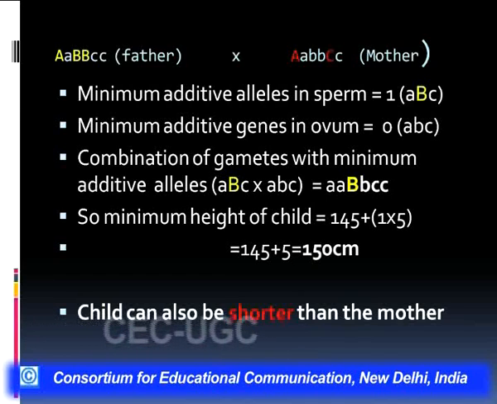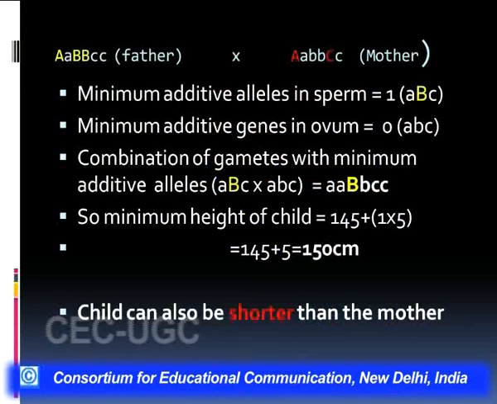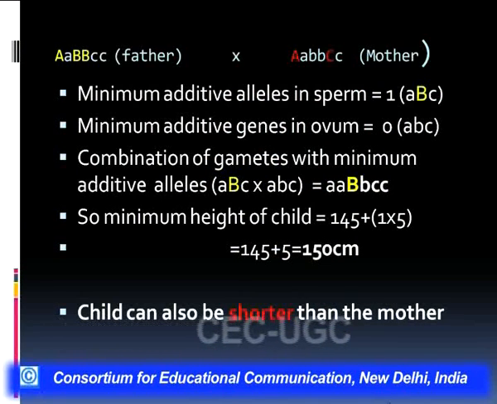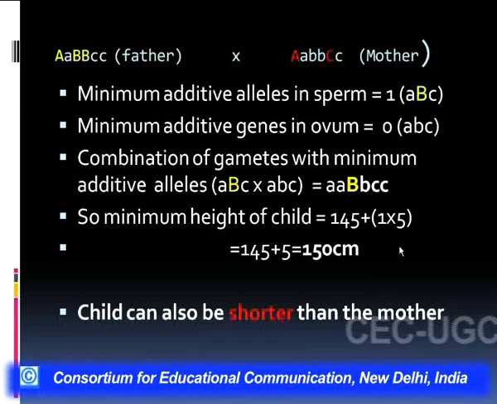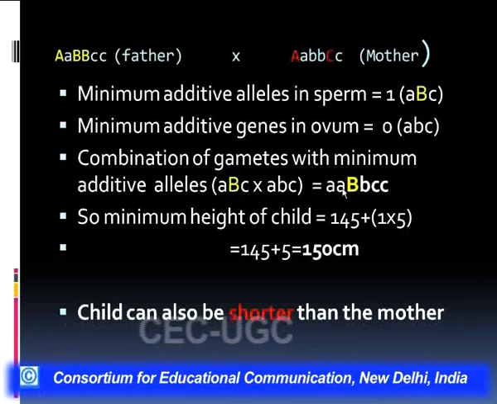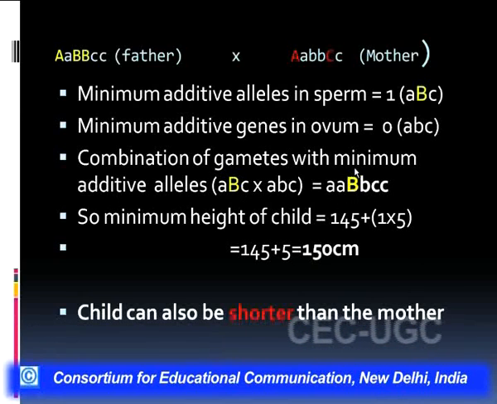The second question, can there be another child shorter than even the mother, because mother is 155? Yes, because the mother has also another ovum which does not contain any of the dominant genes and father would have the minimum as 1. So that means here the additive alleles would be small a, capital B, small b. So there is only one.